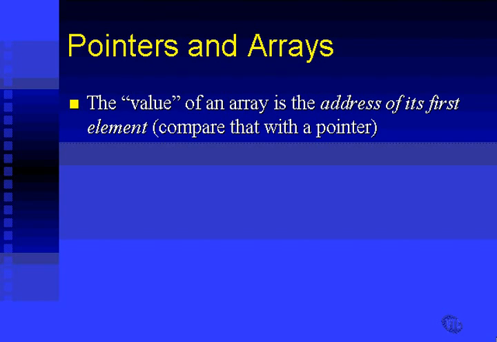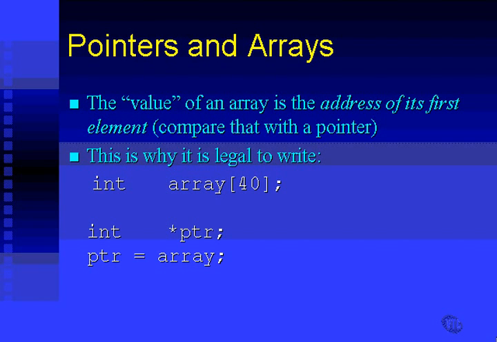Now let's have a look at that in a bit more detail. It is actually legal to write the following. Now, you've probably seen this before. If you have 40 integers in an array and a pointer to an integer, you can simply assign the pointer to point to the array. The reason that can happen is because the value of the expression array on the last line there is simply the address of its first element. So the address of the first element of array is put into pointer.